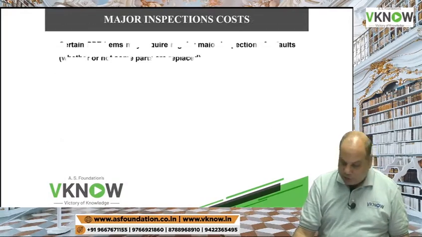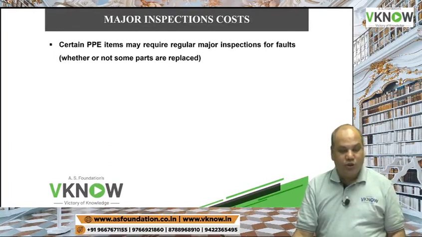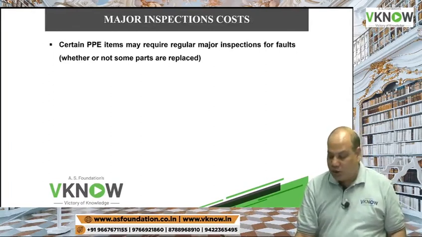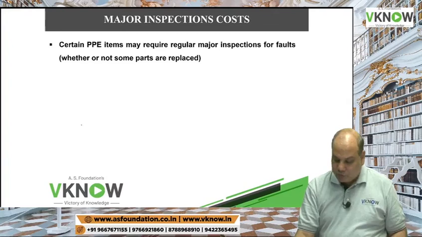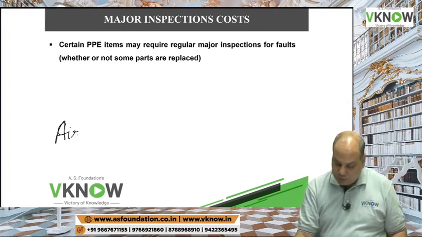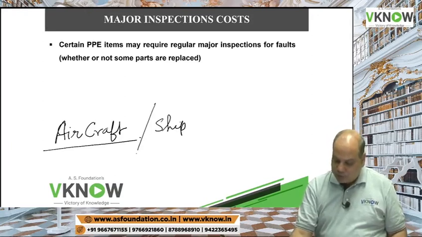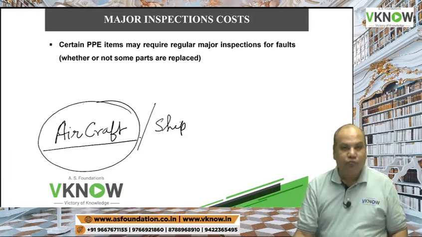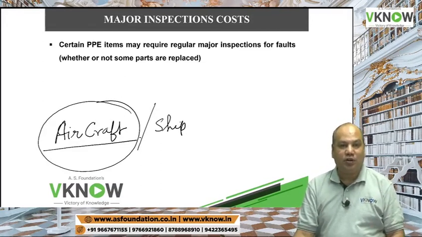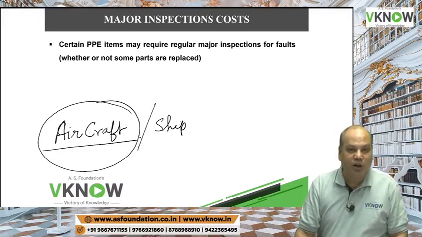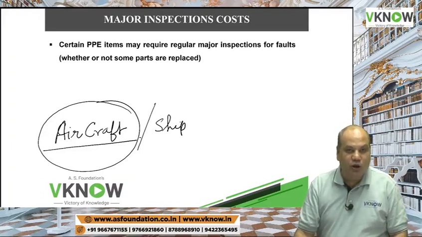Second paragraph, last line. Another issue covered by the standard is major inspection cost. What is the meaning of major inspection cost? Suppose you have an aircraft, aeroplane, or ship. As per the law of the country, you need to carry out inspection once in 3 years, and it is not a minor inspection, it is a major inspection. Only then will you get the license to operate the ship or the aircraft.